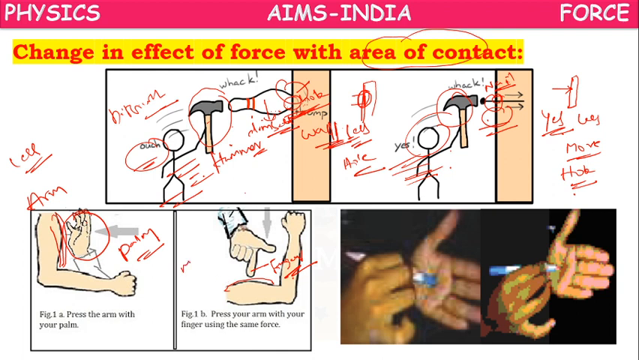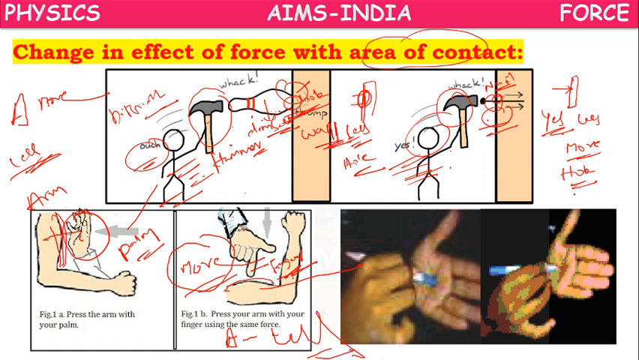So then you can feel more force. When you press with your palm, you can feel less force. On the same spot, if you press with your finger, you can feel more force. Why? When you are pressing with your palm, the area of contact is more. When you are pressing with your finger, the area of contact is less. So we can prove that force depends on area of contact.